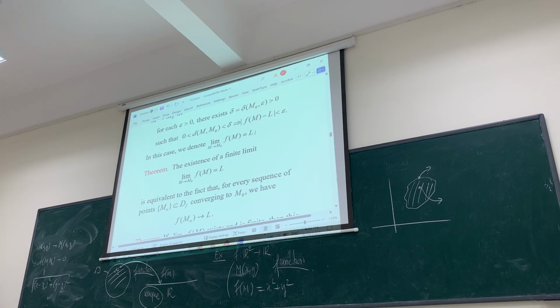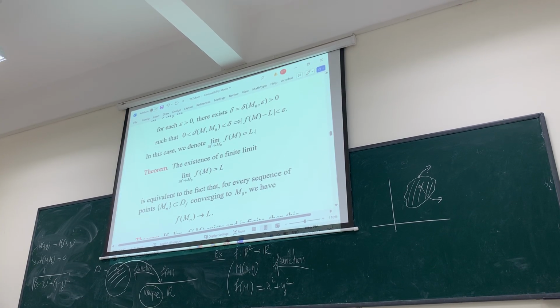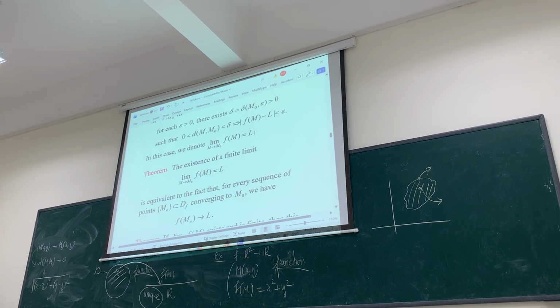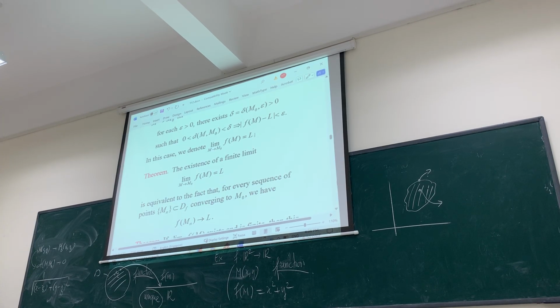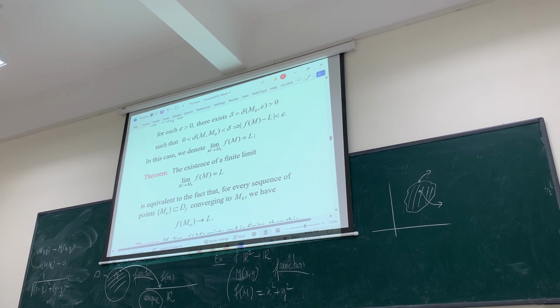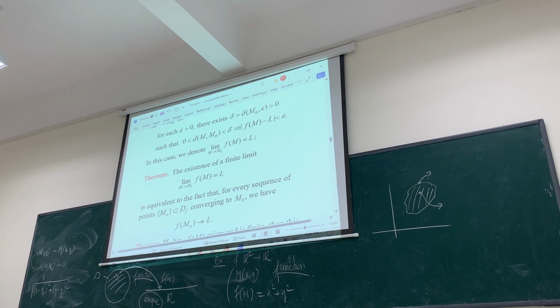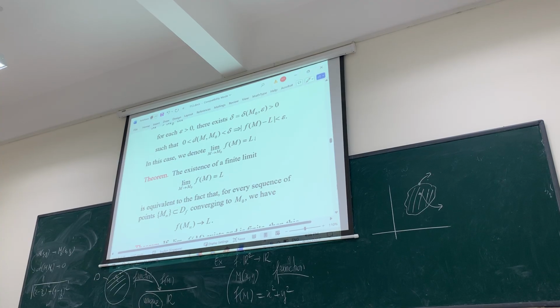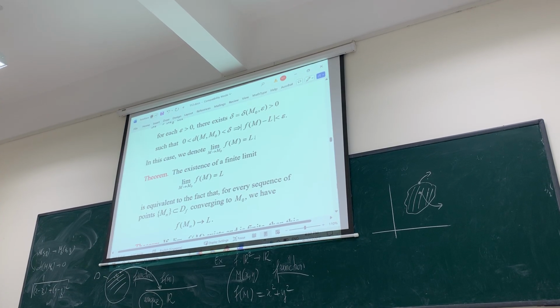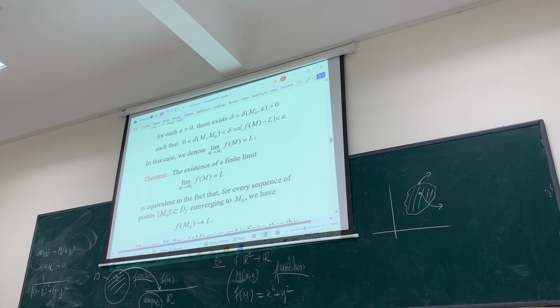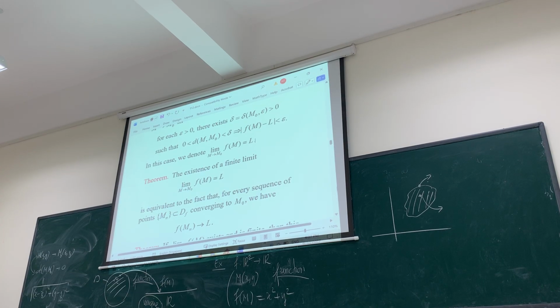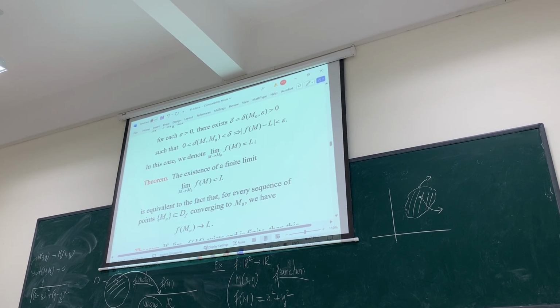From this theorem, if the function f has the limit when m tends to n0, does that mean for all sequences tending to n0, the value of f tends to only one limit? From that, we have the corollary. If the function f has a limit when m tends to n0, the limit is unique, only one limit.